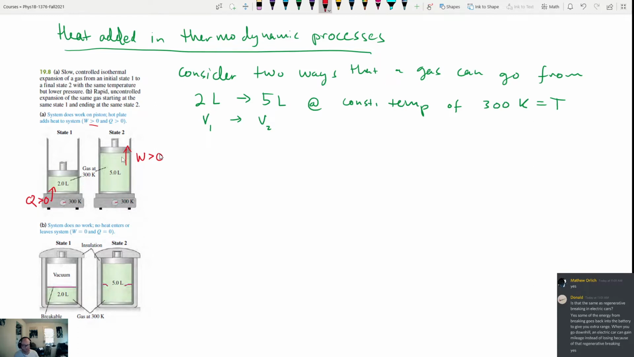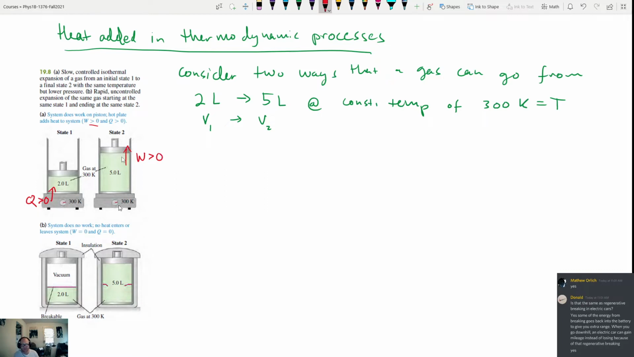I kind of want to read the way that the book describes this to make sure that I'm hitting on all the details here. So it says, suppose we want to change the volume of a certain quantity of an ideal gas from 2 liters to 5 liters while keeping the temperature constant at 300 Kelvin. The figure shows 2 different ways to do this. In the first figure, the gas is contained in a cylinder with a piston with an initial volume of 2 liters. We let the gas expand slowly, supplying heat from the electric heater to keep the temperature at 300 K until the gas reaches a final volume of 5 liters. The gas absorbs a definite amount of heat in this thermal process.